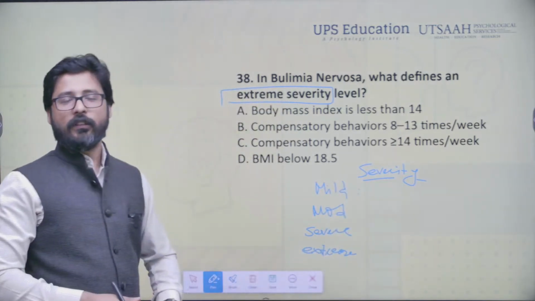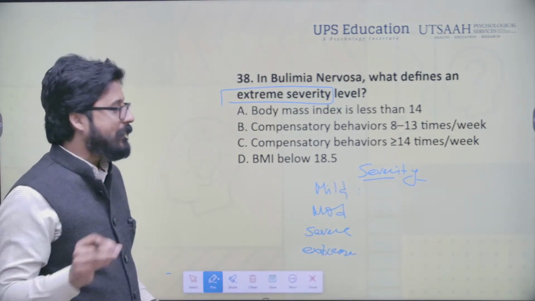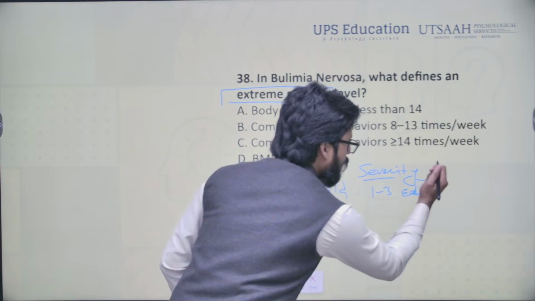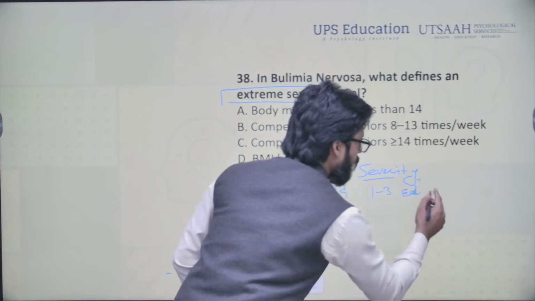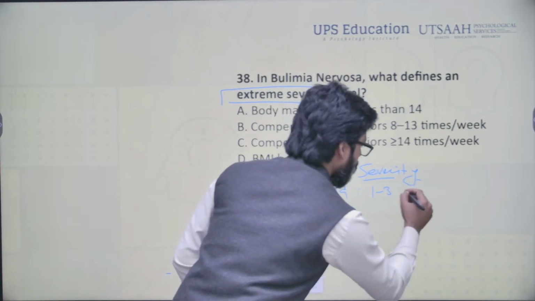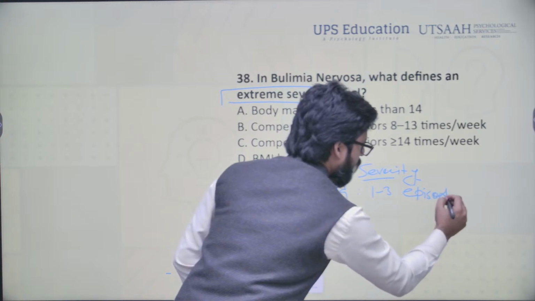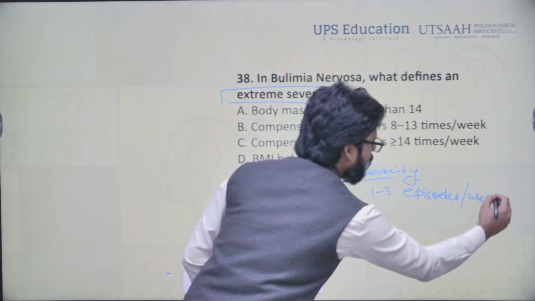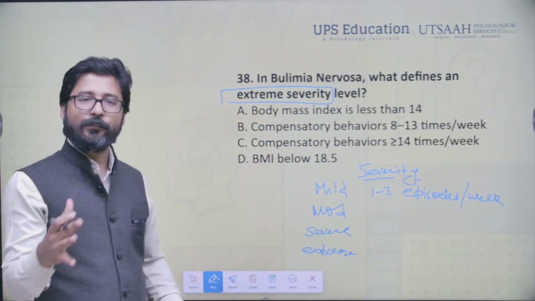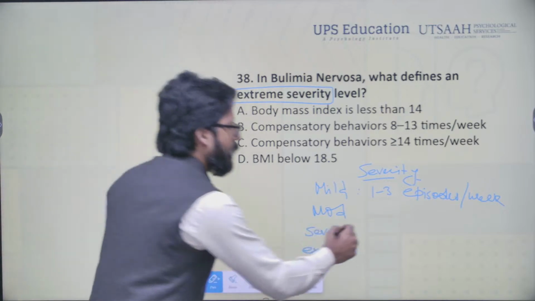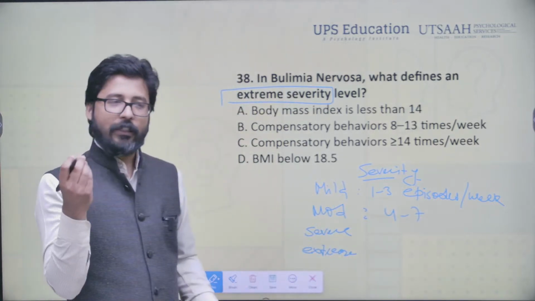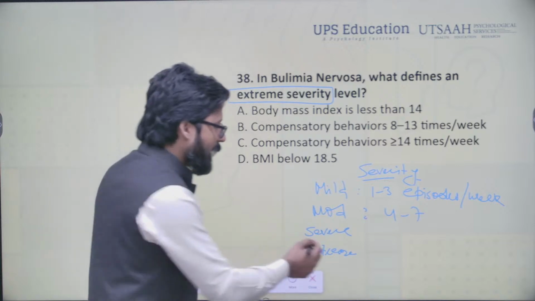So when we talk about mild, that will be between 1 to 3 episodes per week. If any individual is having 1 to 3 compensatory episodes per week, that will be mild. 4 to 7 will be moderate. And when any individual is having 8 to 13, now you can see severe.